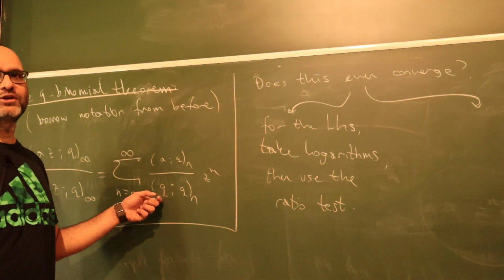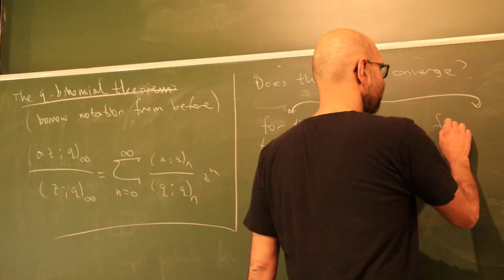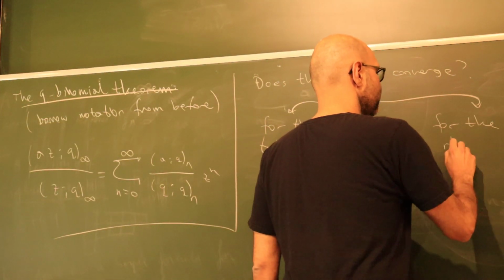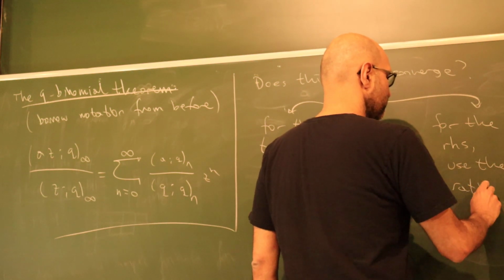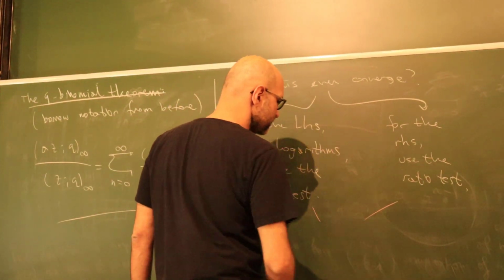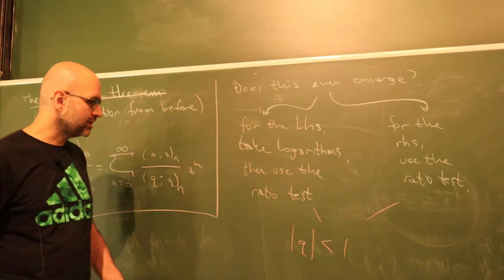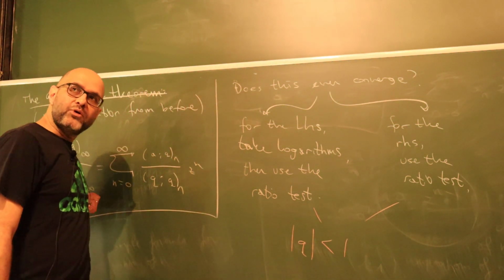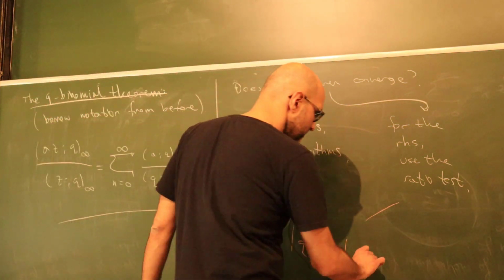For the right-hand side, use the ratio test without taking logarithms. In both instances, you will see that if you take Q less than 1 in modulus, less than 1 in absolute value, both the product and the series converge absolutely.